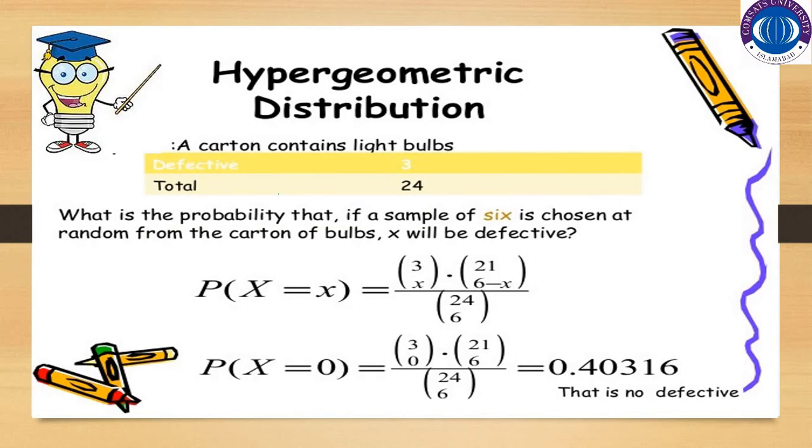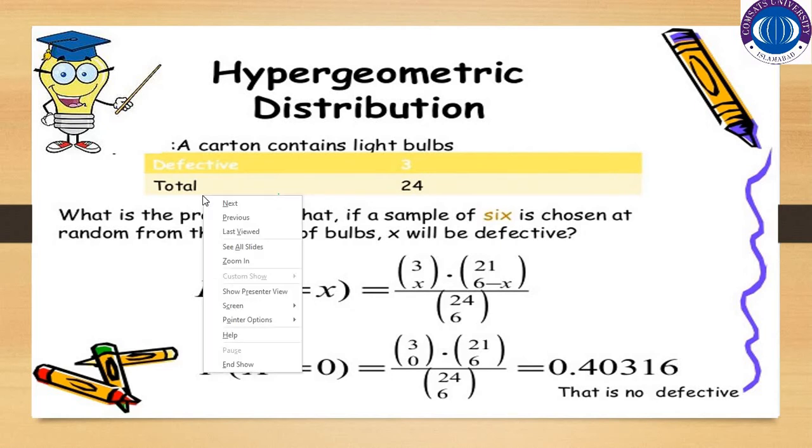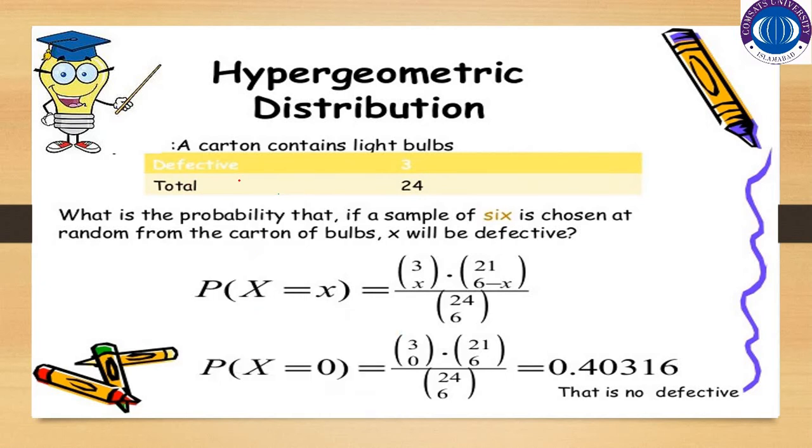A carton contains light bulbs in which 3 are defective, and in total we have 24 bulbs in the carton. So as you can see, total bulbs in the carton are 24, which means capital N is equal to 24. What is the probability that if a sample of 6 is chosen at random from the carton of bulbs, X will be defective?